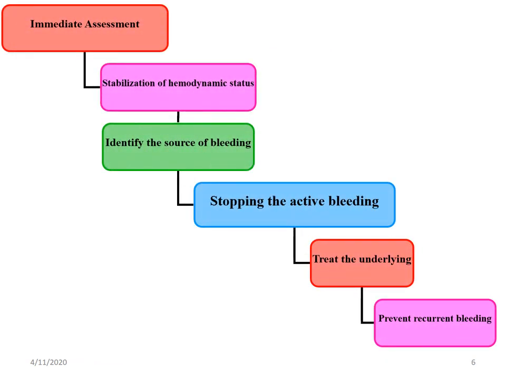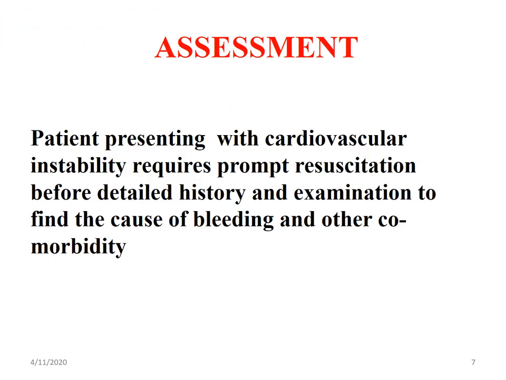Now, how do we deal with this patient? If I receive this patient in the casualty, first of all, I will do an immediate assessment because it is an emergency. Second, after that, I will stabilize the hemodynamic state of the patient, and I will identify the source of the bleeding so that later on I can stop the active bleeding and treat it, and later on I will prevent recurrent bleeding.